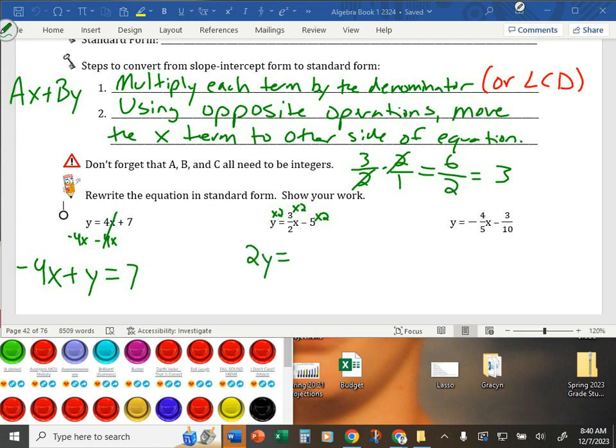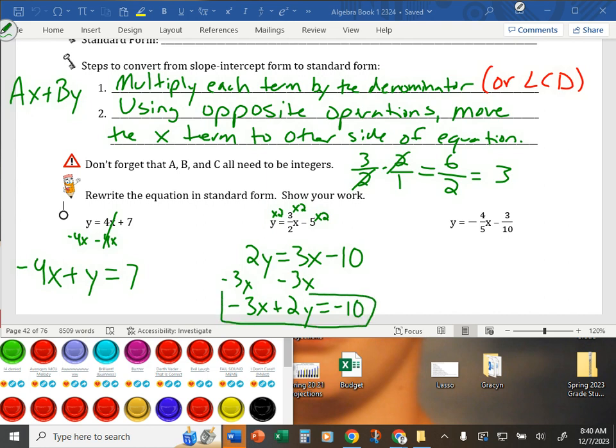So now we have 2y equals 3x, and -5 times 2 is -10. We've gotten rid of the fraction, but we're not quite done yet. Second step is to move that x term over. So we subtract 3x from both sides, and your answer should be -3x plus 2y equals -10. Check that -10 on the right side. Make sure you brought that sign with it. That sign belongs to it. Okay? So -3x plus 2y equals -10.